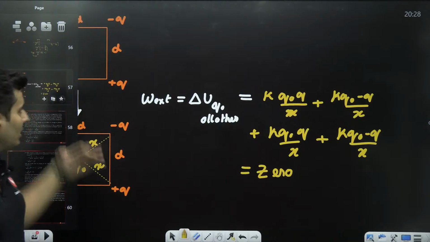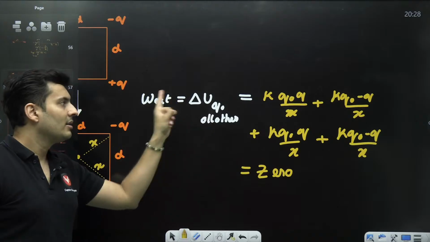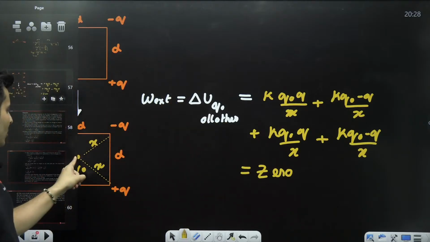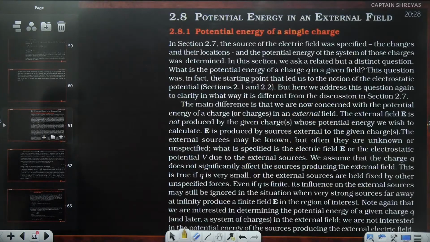Beautiful question. You have to understand that the charges were already assembled. So it is the extra work, so extra energy. That means only that charge with other charges. Don't have to worry about other things.